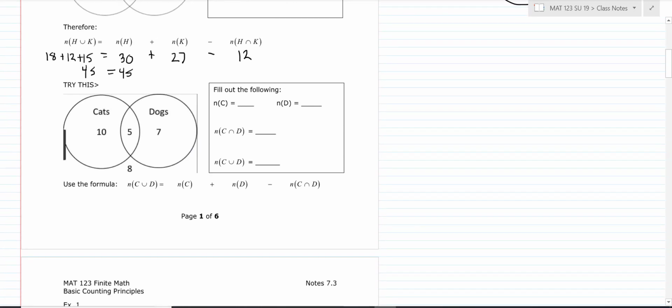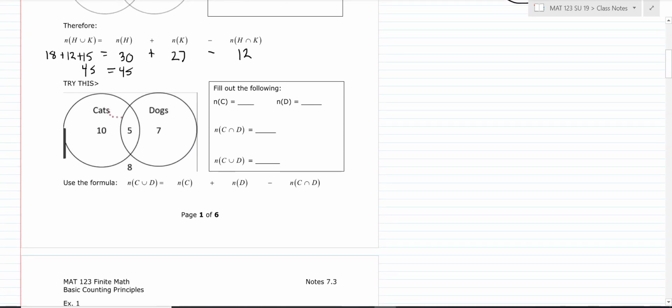Okay, so I'm going to have you go down and try this next one. C is the cats, D is the dogs. Now these are pet owners, I assume, so you have like 5 people who own both cats and dogs and so forth. So go ahead and pause the video and see if you can get everything filled out on this and see if you understand that formula.